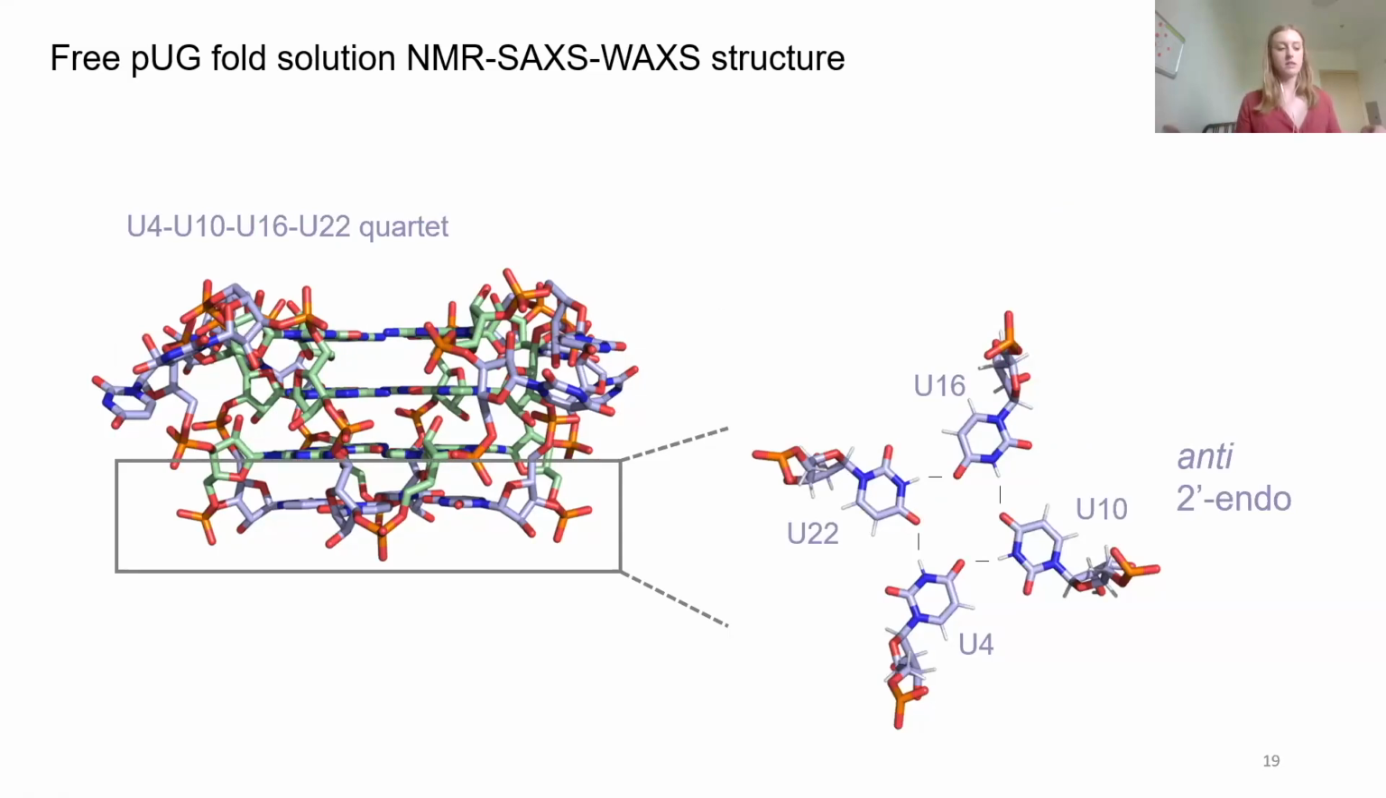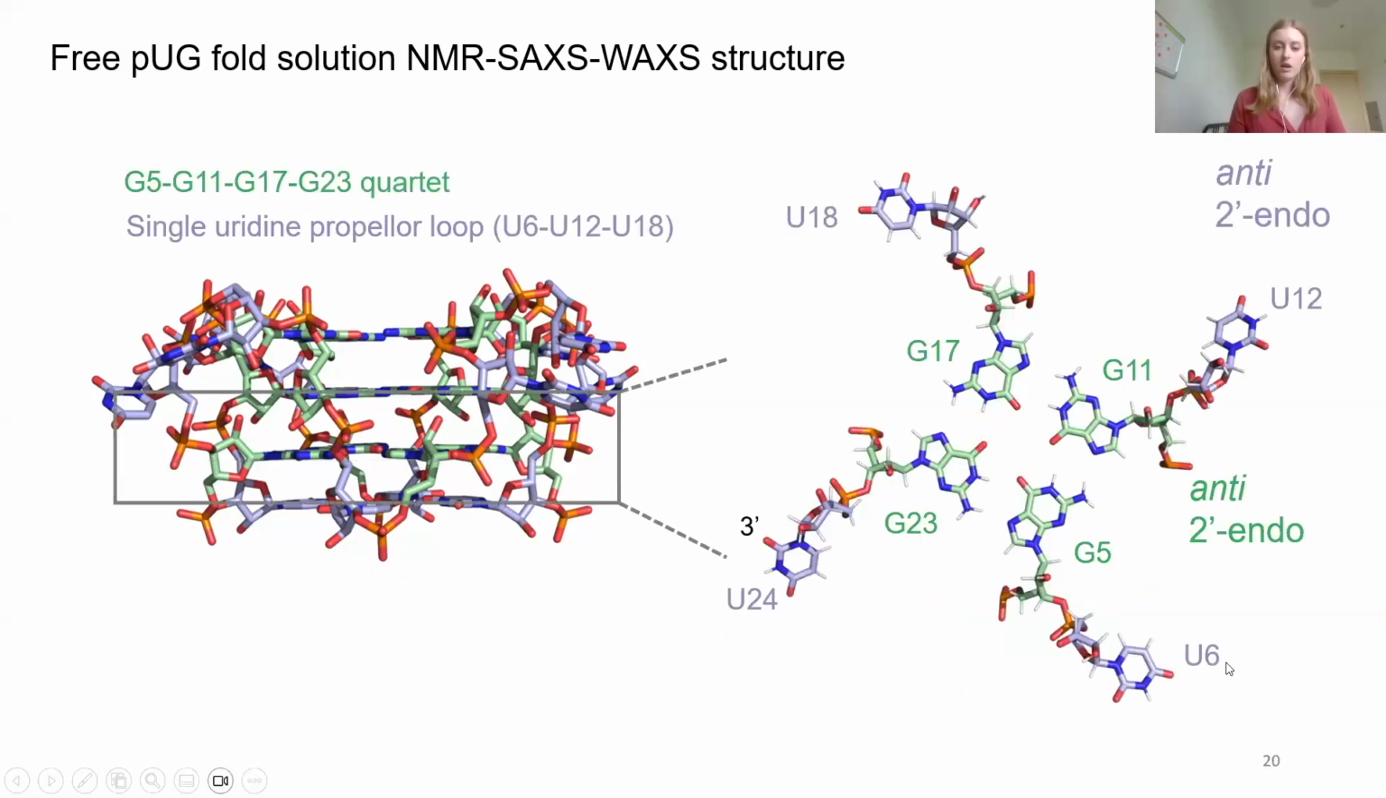Previously, quadruplexes have been observed that contain mixed quartets like U and C quartets as well as G quartets, so it's not super uncommon to see a U quartet. You'll notice that it also has that cyclic fashion that we see with the G quartets, but there's only one hydrogen bond between each adjacent base rather than two. We then also have our final G quartet here, which is connected to the single uridine propeller loop, which also protrudes out of the structure and connects that bottom G quartet back up to the top so the structure can repeat in that parallel fashion.